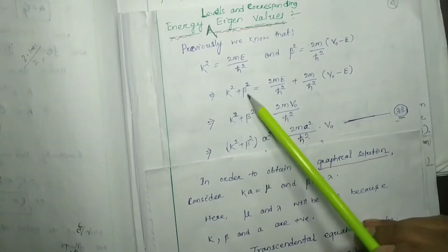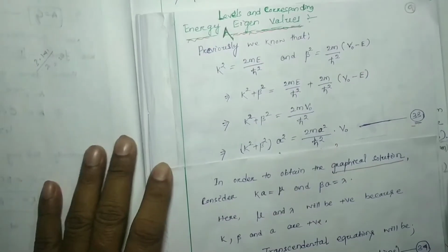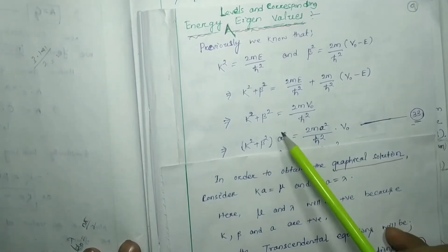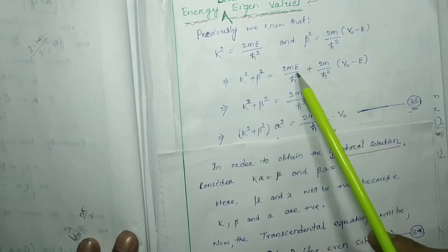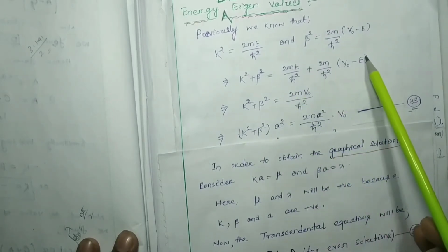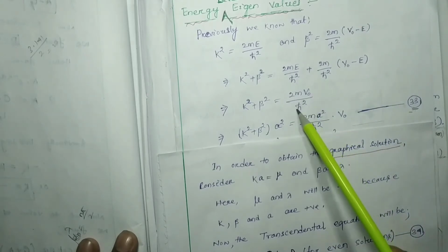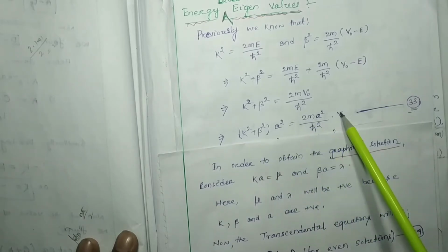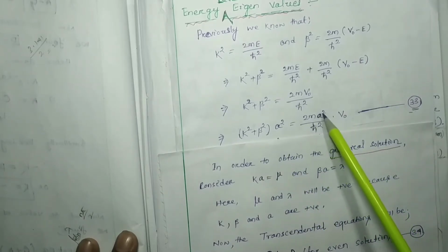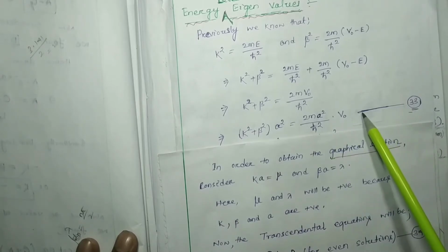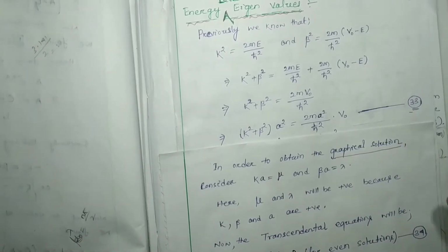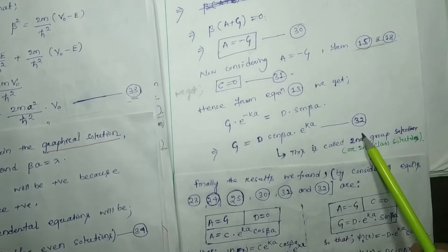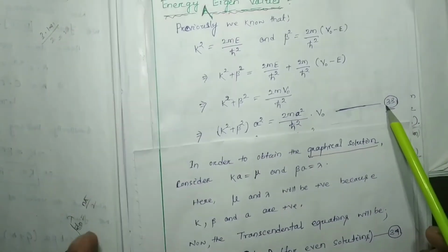Now k square plus beta square will be equal to 2mE by h cross square plus 2m by h cross square (V0 minus E). So k square plus beta square, the plus and minus E cancel out, will be 2m V0 by h cross square. Here, multiplying this side also by a square, k square plus beta square into a square equals 2m a square by h cross square V0. Let this be equation number 33. Up to 32 we considered, and let this be equation number 33.